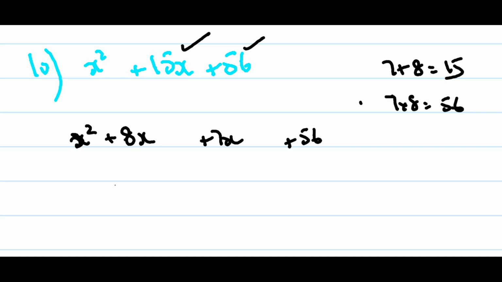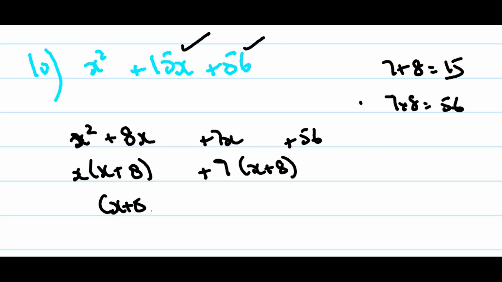Therefore, plus 56. We will take x as common. You will be left with x plus 8. And in the second one, we take 7 as common, and you will be left with x plus 8. Since x plus 8 is your common, you will write x plus 8 and x plus 7. And hence, you have factorized, and this is your answer.